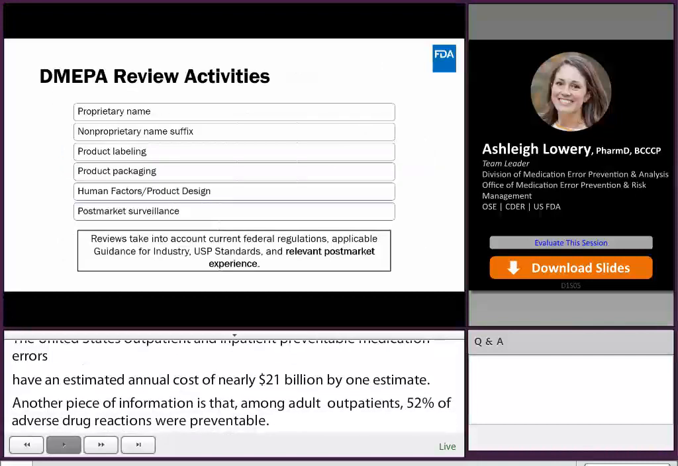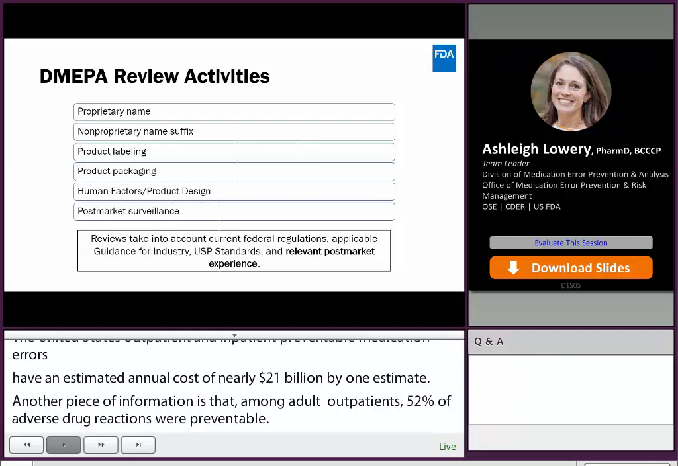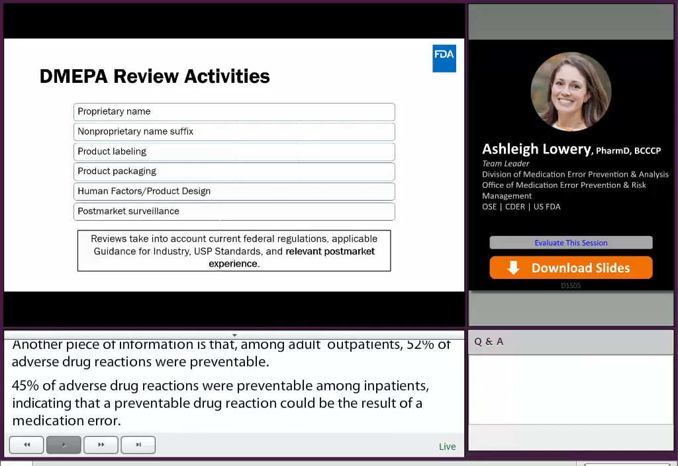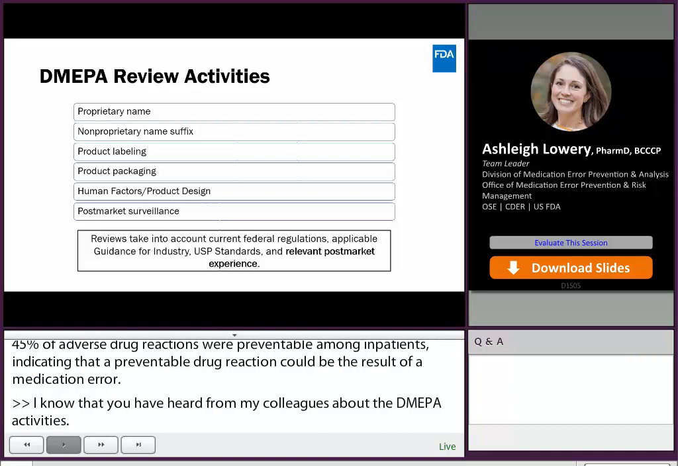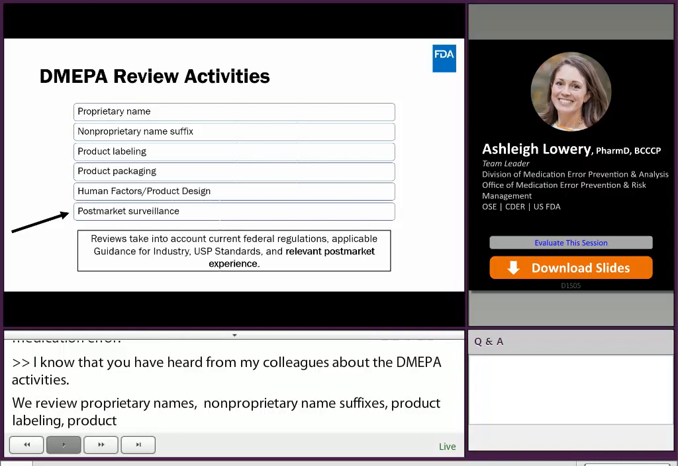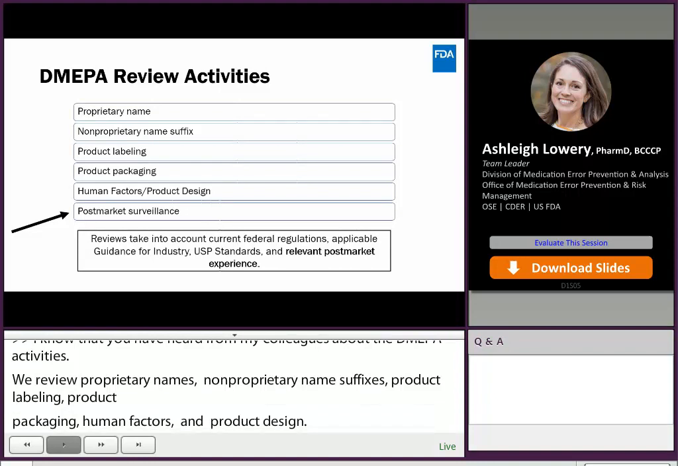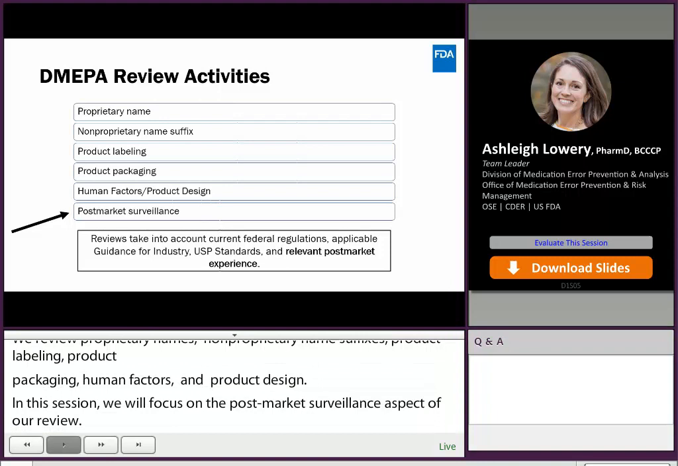I know that you've heard from my colleagues about the DMEPA review activities, and we review proprietary names, non-proprietary name suffixes, product labeling, product packaging, human factors, and product design. And this session will focus on the post-market surveillance aspect of our review. In all of these activities, our reviews take into account current federal regulations, applicable guidance for industry, USP standards, and relevant post-market experience, which means that the post-market experience can inform any of these types of review activities.